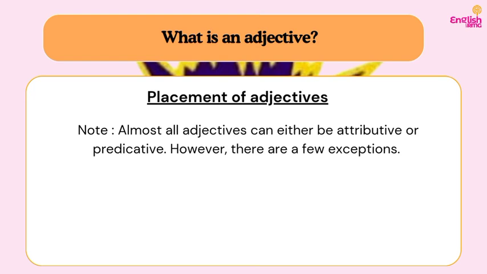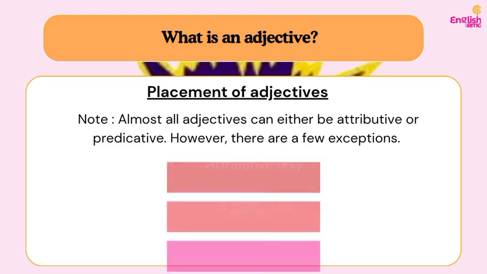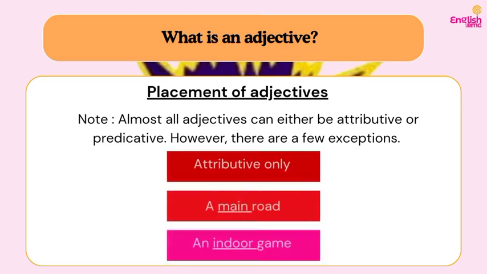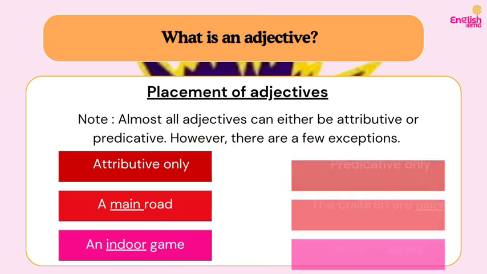So let's consider the examples of these few exceptions. We have some adjectives that can only be attributive. For example, a main road. Main here is modifying road, but you cannot say the road that is main. No. So this kind of adjective can only be attributive. Also, when you say an indoor game, you cannot also say a game that is indoor. No. So we say these kinds of adjectives are only what? Attributive. So we have these few exceptions.